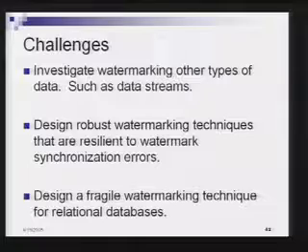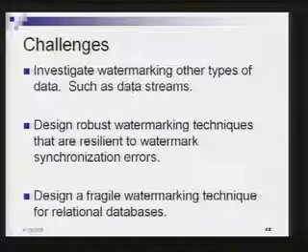So the challenges. We should investigate watermarking other types of data, such as data streams. Actually, there is a paper by Radu Sion and his group discussing watermarking of data streams. But this work is very new, so only one paper talks about this. So maybe we can investigate that. Then we should design robust watermarking techniques that are resilient to watermark synchronization errors. And last but not least, design a fragile watermarking technique for relational databases.